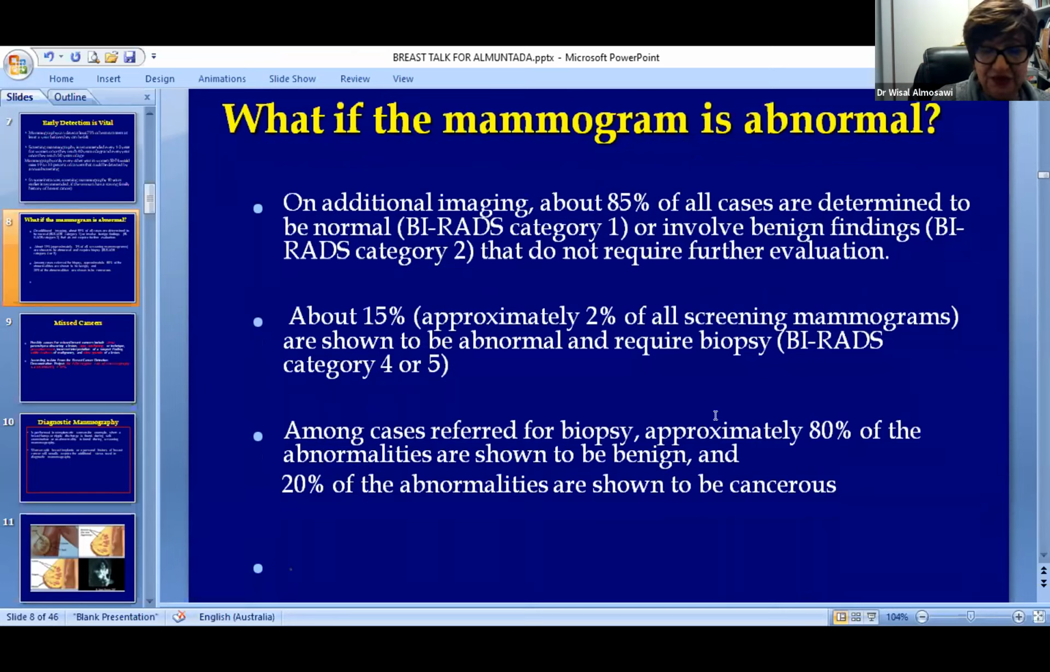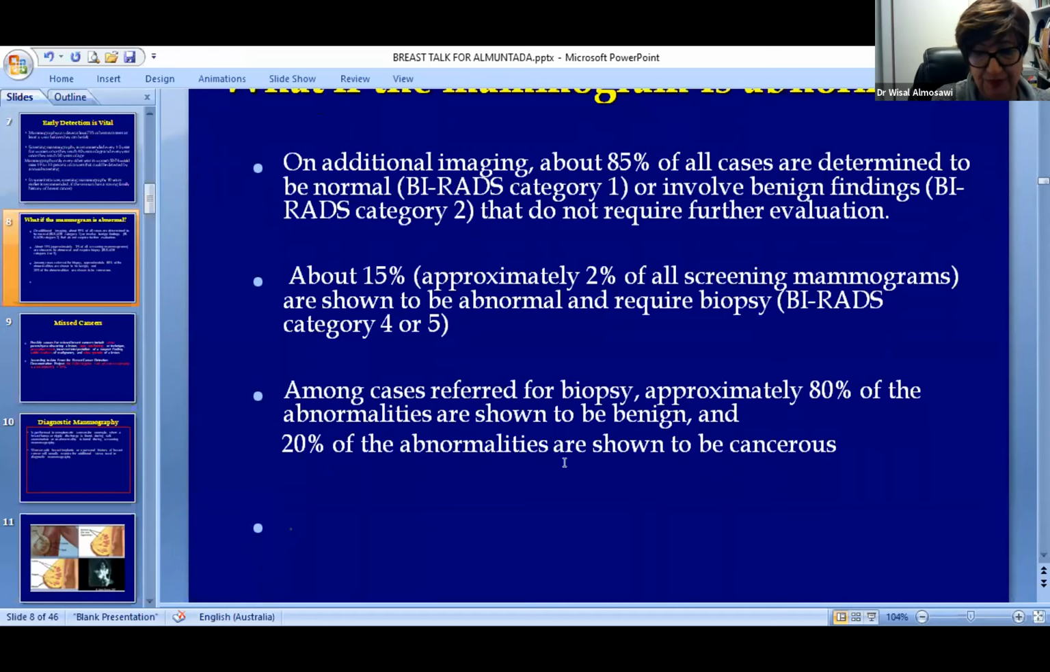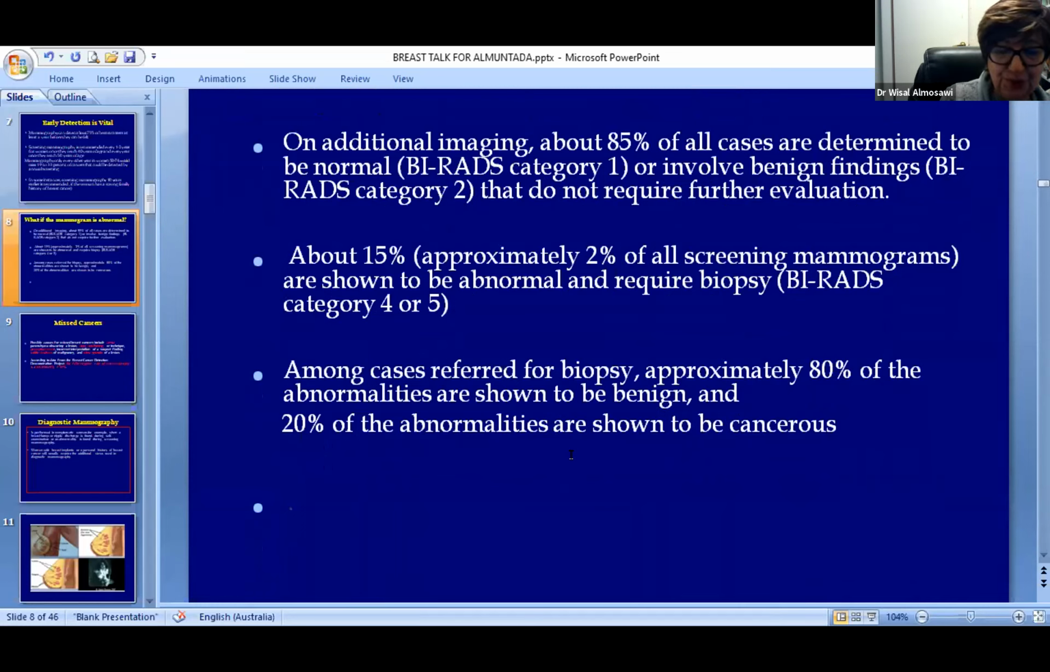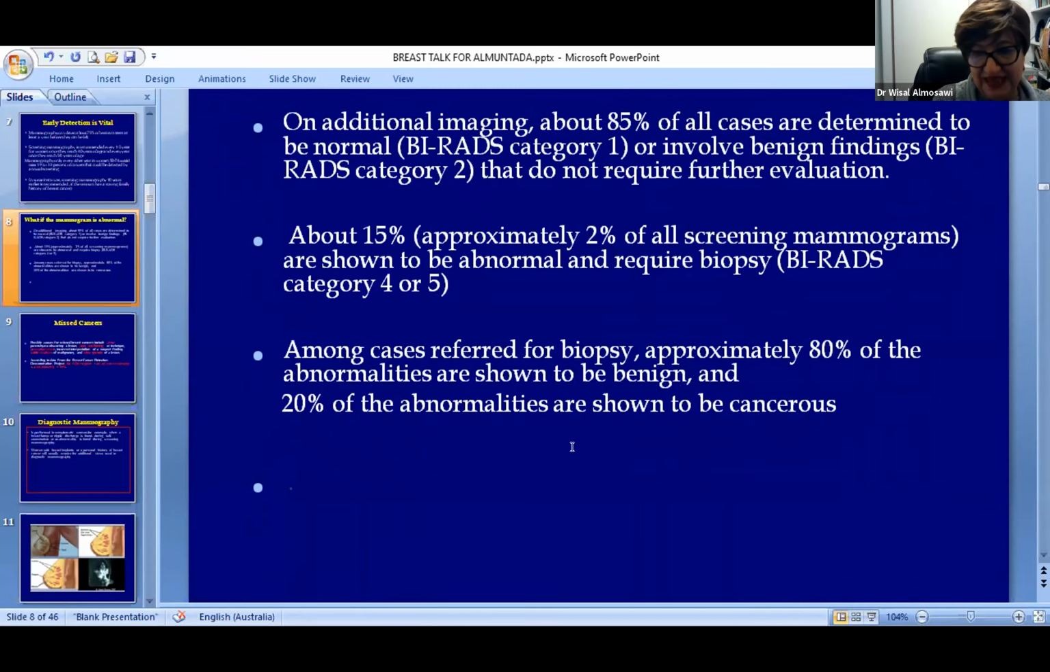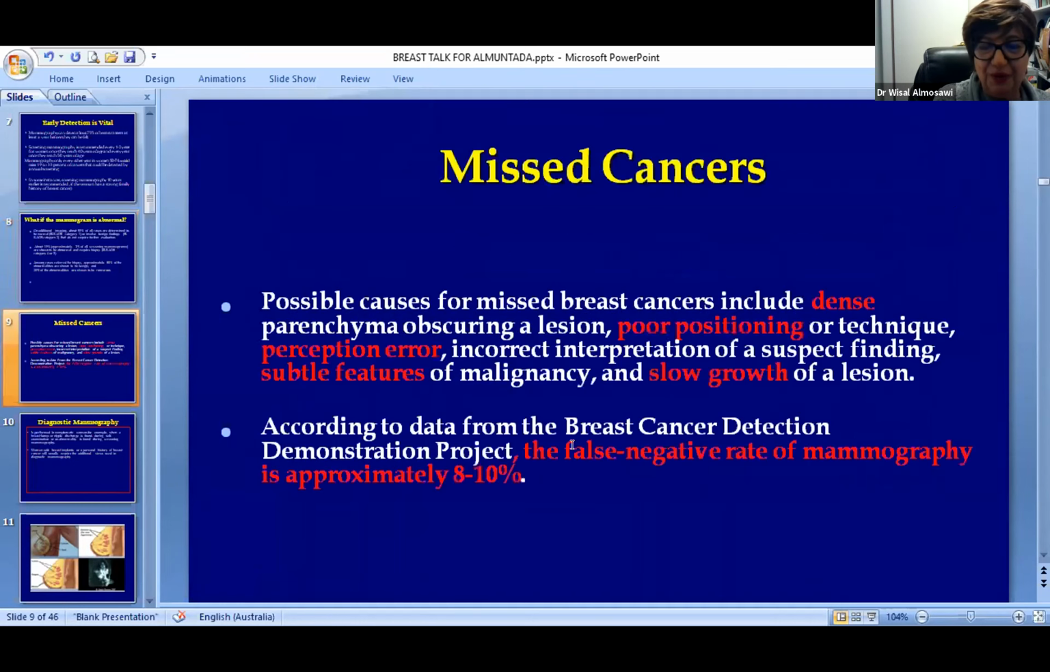Only 15% of patients who come to screening and have an abnormality will show something that requires biopsy, which is BI-RADS 4 or 5. And out of these which we biopsy, 80% will be benign, only 20% will be abnormal. So in summary, only 2% of patients presenting with an abnormality will end up with breast cancer. So if you find an abnormality in the mammogram, don't worry. The workup will sort it out. That's why we bring the patient back, we do additional views, we do biopsy.